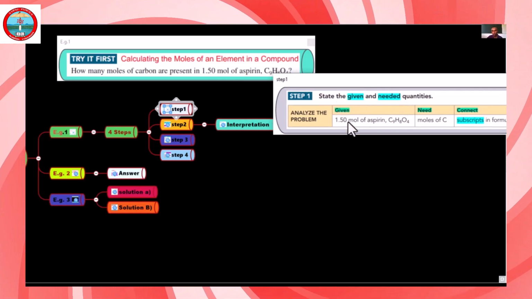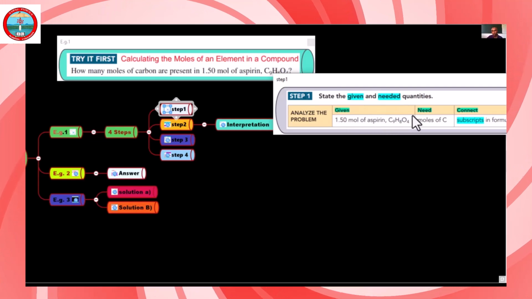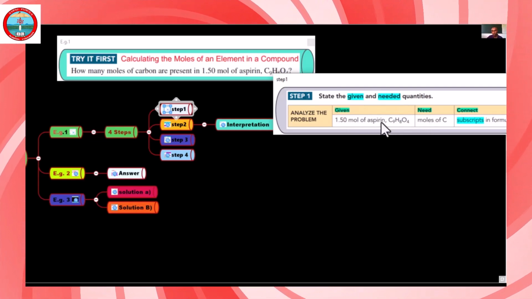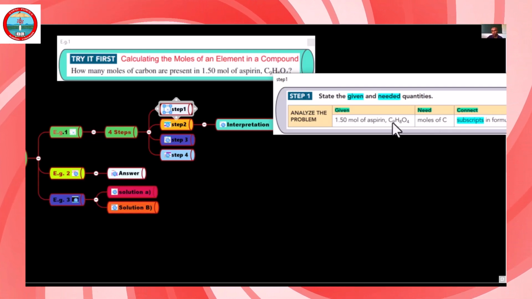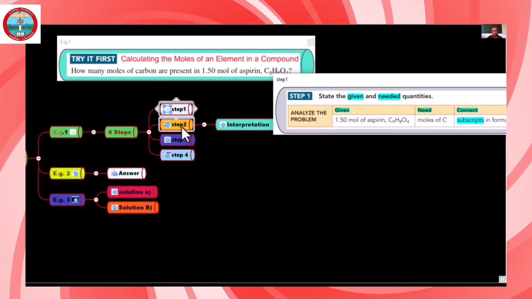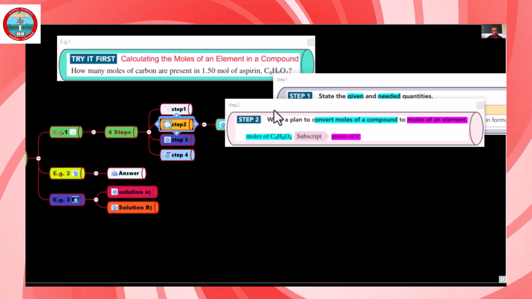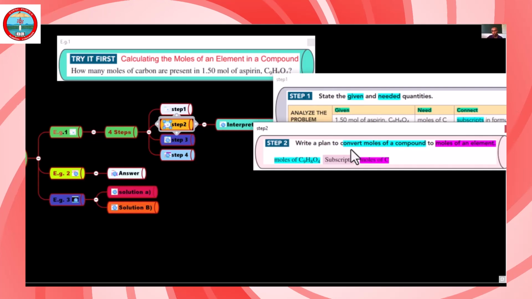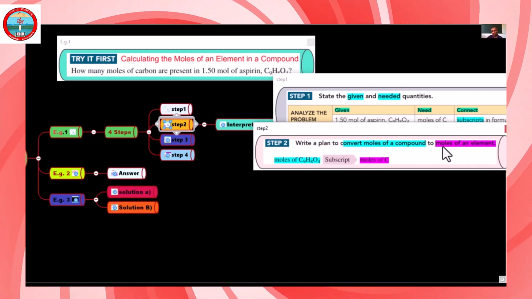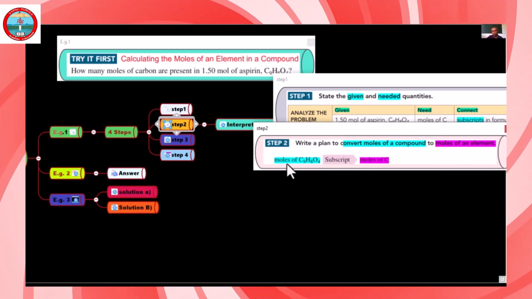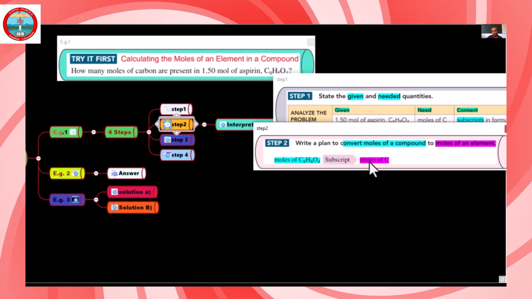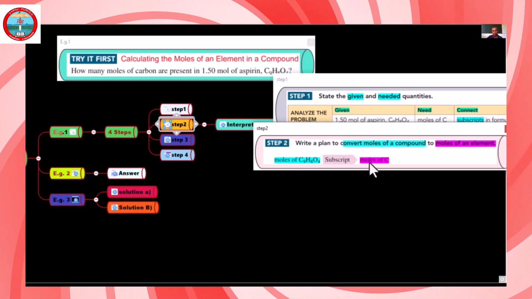We have this amount of aspirin, and we are asked to calculate the number of moles of carbon in the amount of aspirin. So connect with the subscripts in the formula. Step 2 is write a plan to convert the molecules of compound to moles of an element. We have moles of the aspirin, and then use the subscript to change into moles of the carbon.